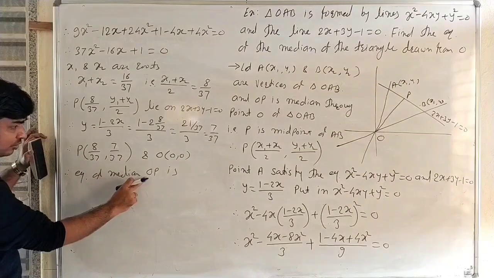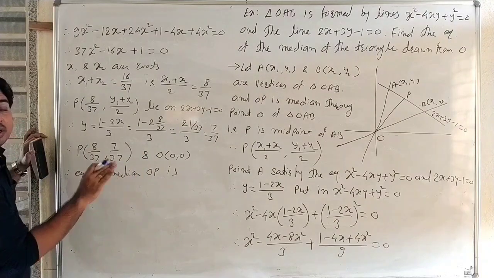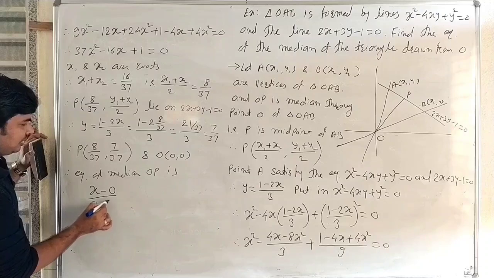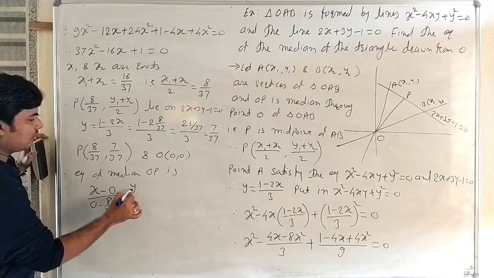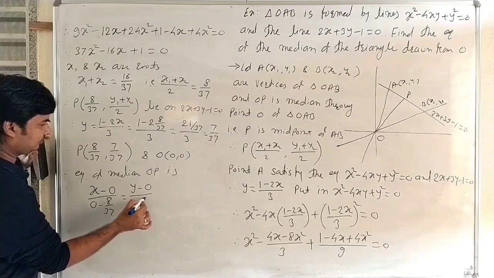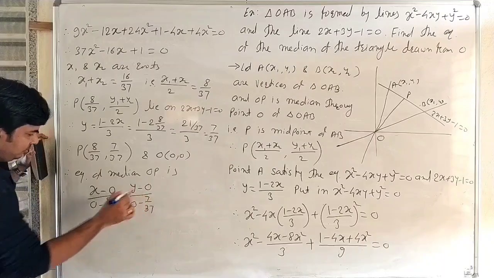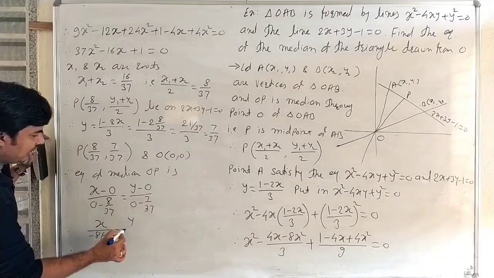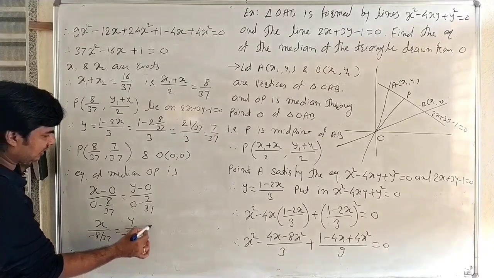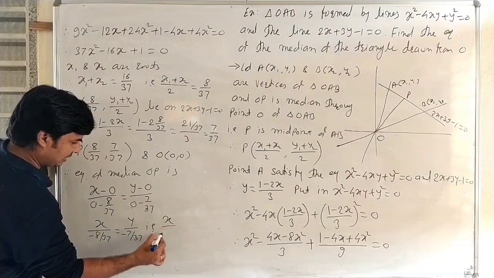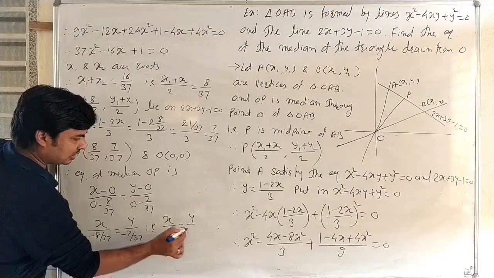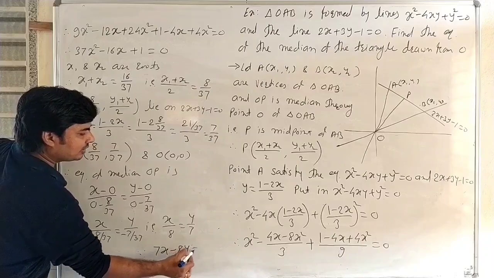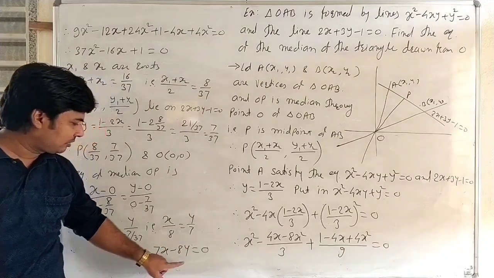Therefore, the equation of OP is x minus x1 upon x2 minus x1 is equal to y minus y1 upon y2 minus y1. Now solve this. x upon minus 8 by 37 is equal to y upon minus 7 by 37, that is x upon minus 8 is equal to y upon minus 7, minus minus cancel. Then 7x minus 8y is equal to 0. It is the equation of median: 7x minus 8y equal to 0.